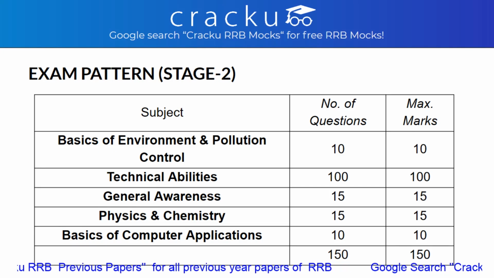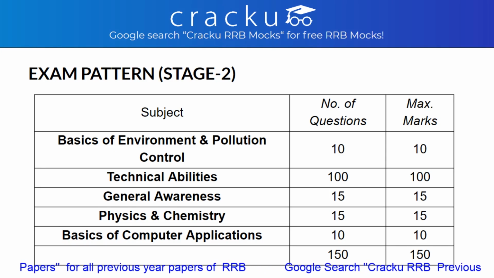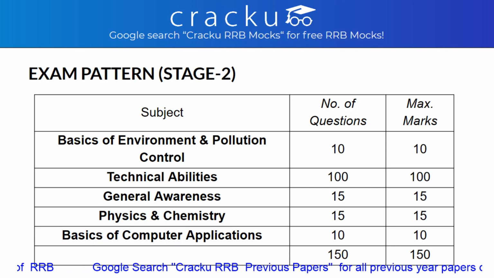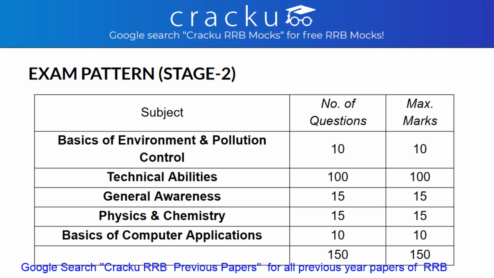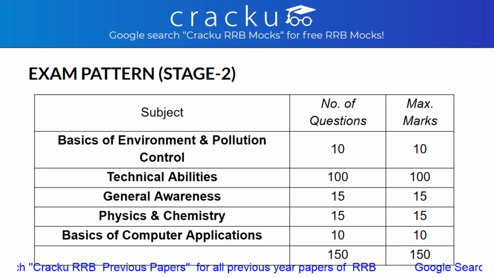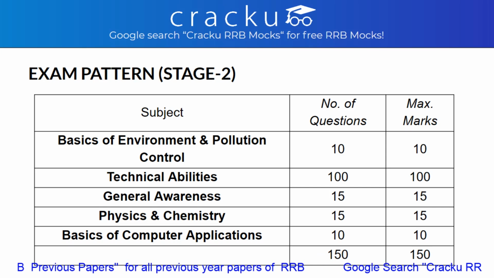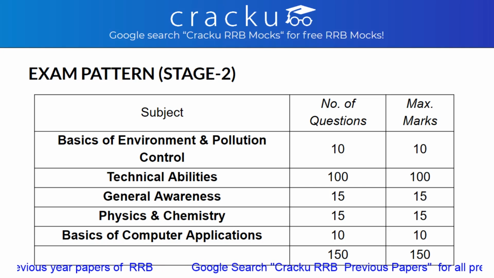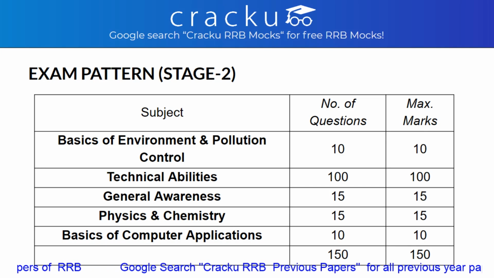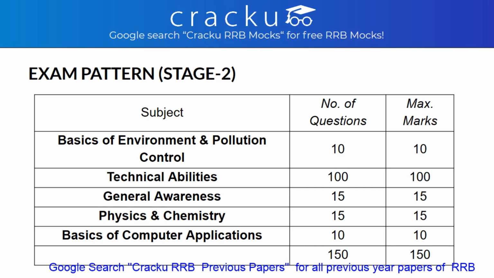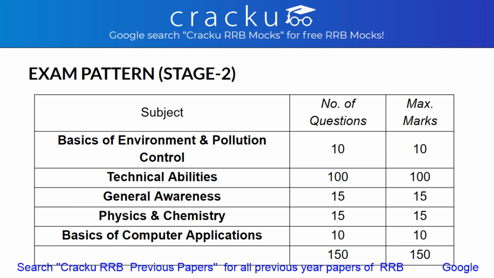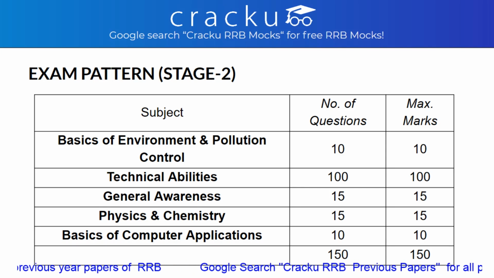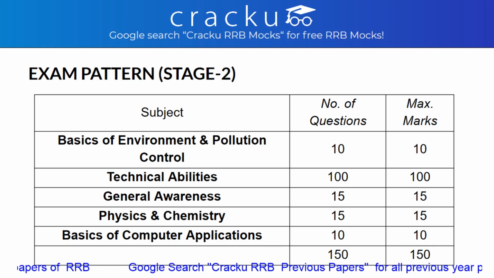Now let's have a look at the examination pattern of the stage 2 computer based test. A total of 150 questions need to be answered in 120 minutes. For PWD candidates, a total of 160 minutes will be given. 10 questions from basics of environment and pollution control, 100 questions from technical abilities, 15 questions from general awareness, 15 questions from physics and chemistry, and 10 questions from basics of computer applications will be asked. There is a negative marking of 1/3 of the marks allotted to the question for every wrongly attempted question.